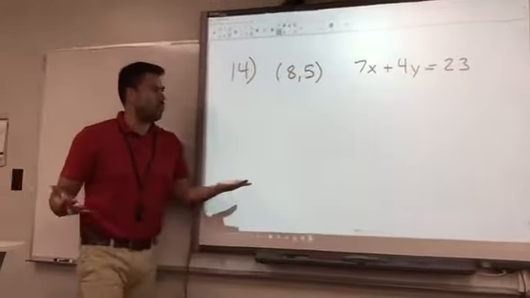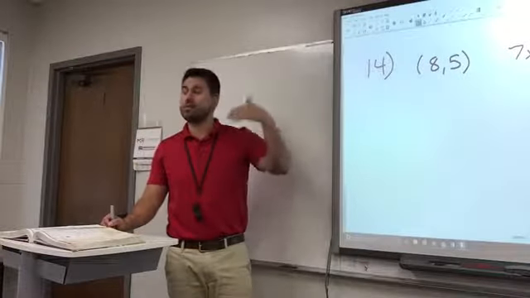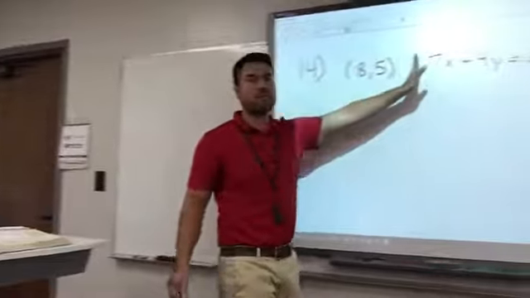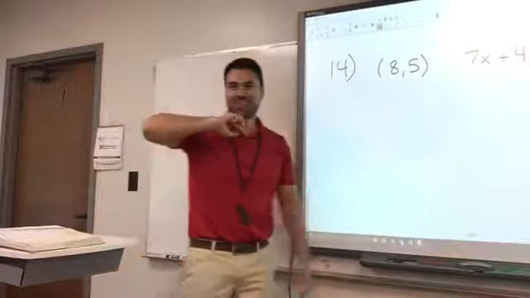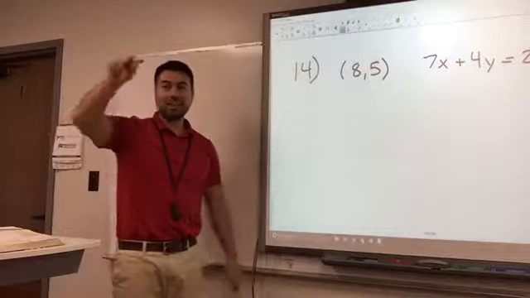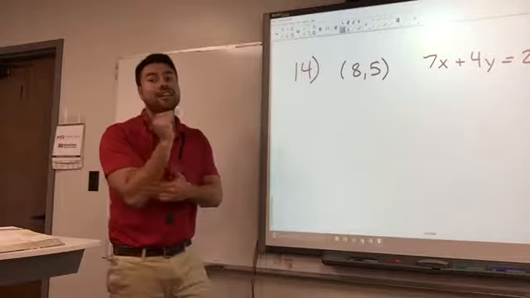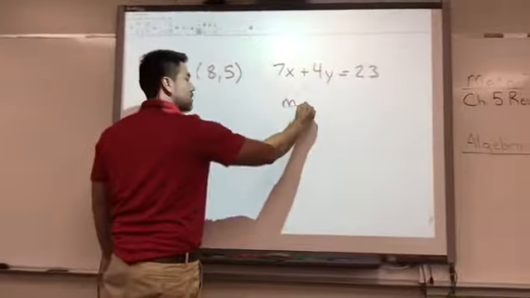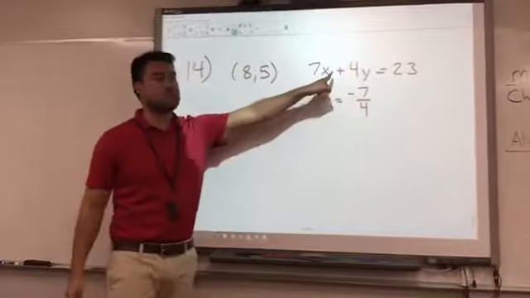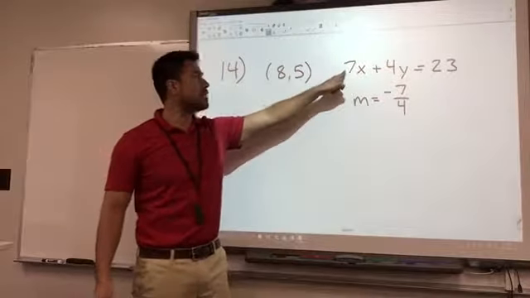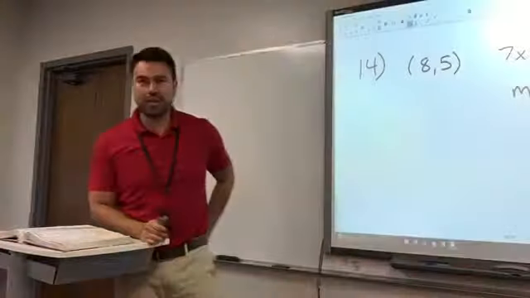Well, that given line, do I know the slope? Not yet, but can I figure it out? What form is this in, by the way? Standard. So does anyone know how to get it just by looking at it? Is it 7 fourths? Very close. Negative 7/4. That's the slope of this given line. It's negative a over b.